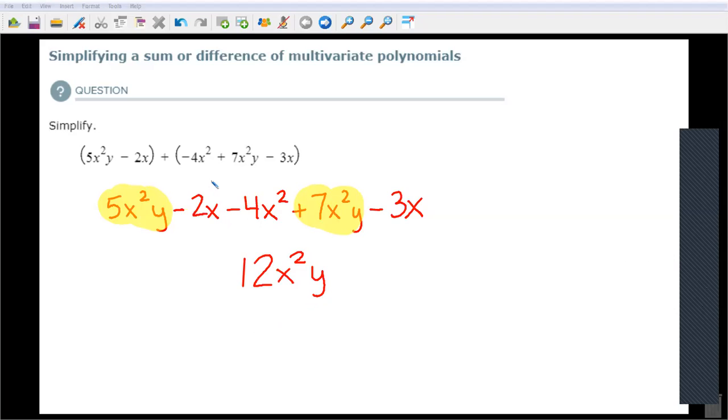Okay, now take a look at the negative 2x here. The next term is negative 2x. This has an x in it, but this has an exponent of 2. So these two terms right here are not like terms. But this one and this one are like terms with each other. So negative 2x minus 3x, that's negative 5x.